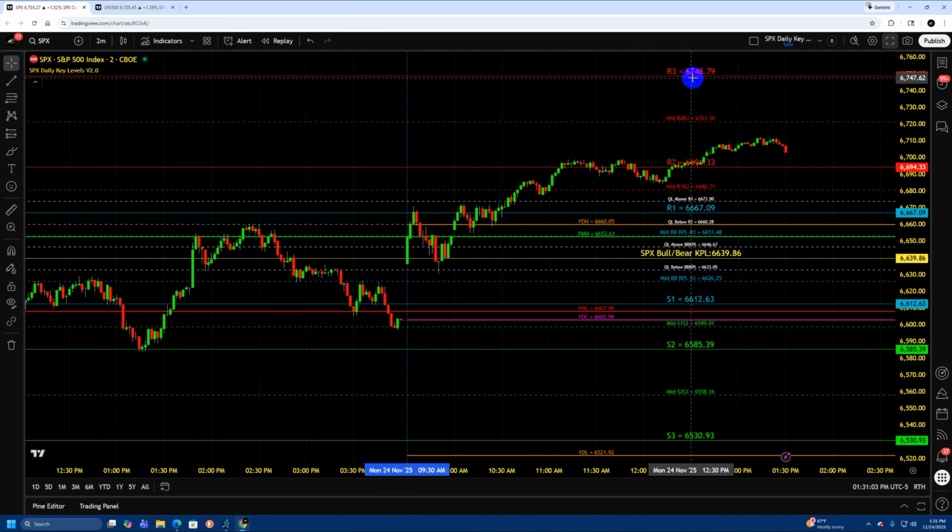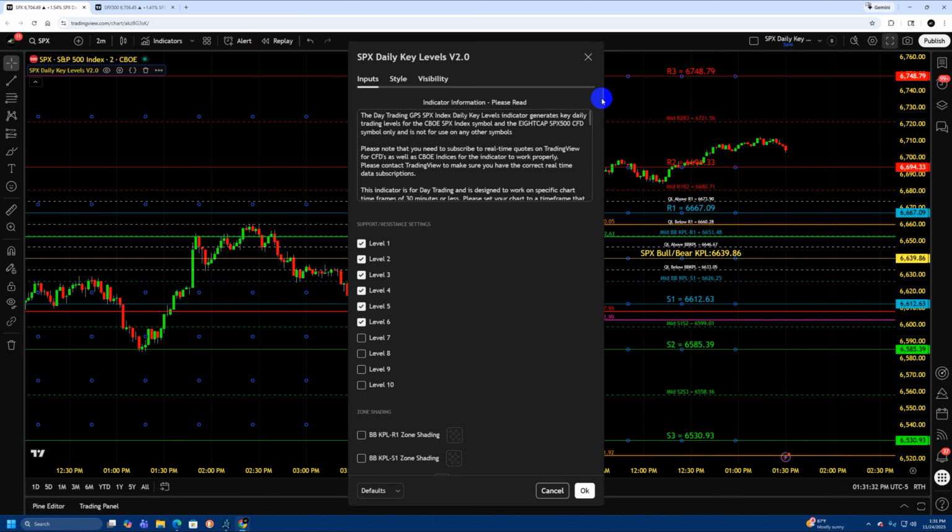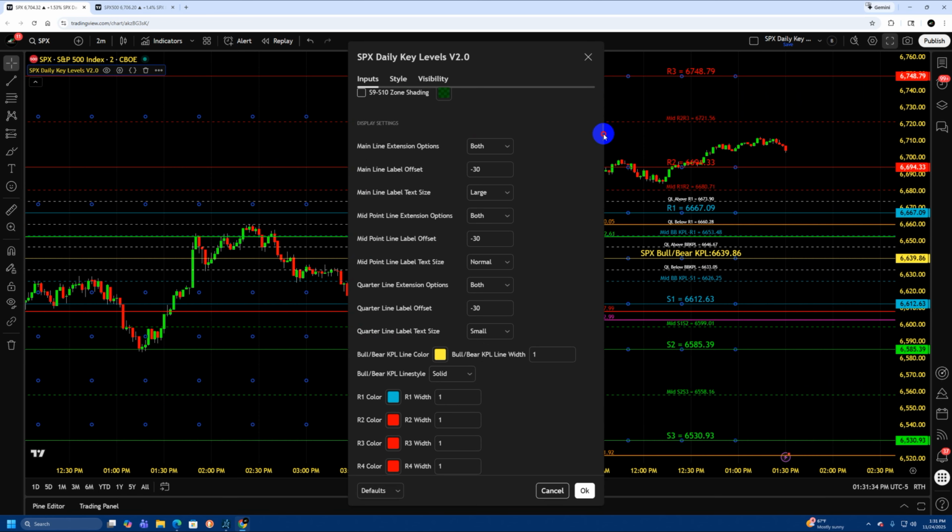Now also, these line labels are also independently controlled by group. What do I mean by group? The main levels, the R1 through R6, the S1 through S6, and the bull bear key price level are a group. The QL levels are a group. The midpoint levels are a group. The PML and PMH levels are a group. The YDL, YDC, and YDH levels are a group. You can go into the user control panel, and you can control these by group and also control the offset.